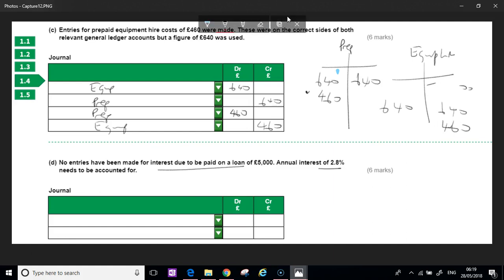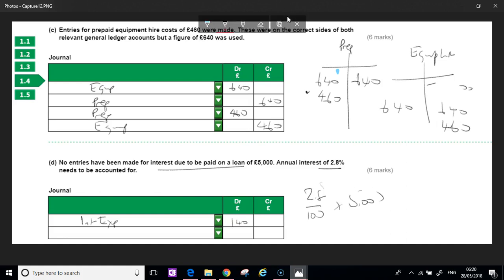It's 2.8%, so I need to calculate 2.8% of that. So 2.8 divided by 100, multiplied by 5,000, which is 140. So I need interest expense, of course, 140.